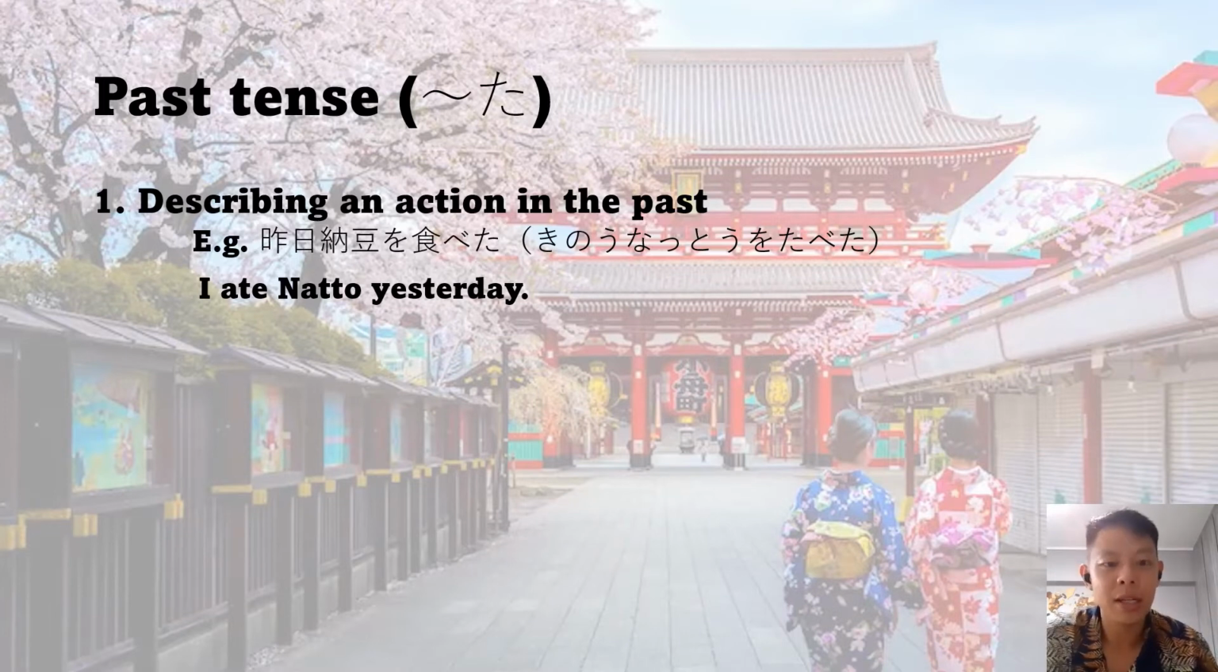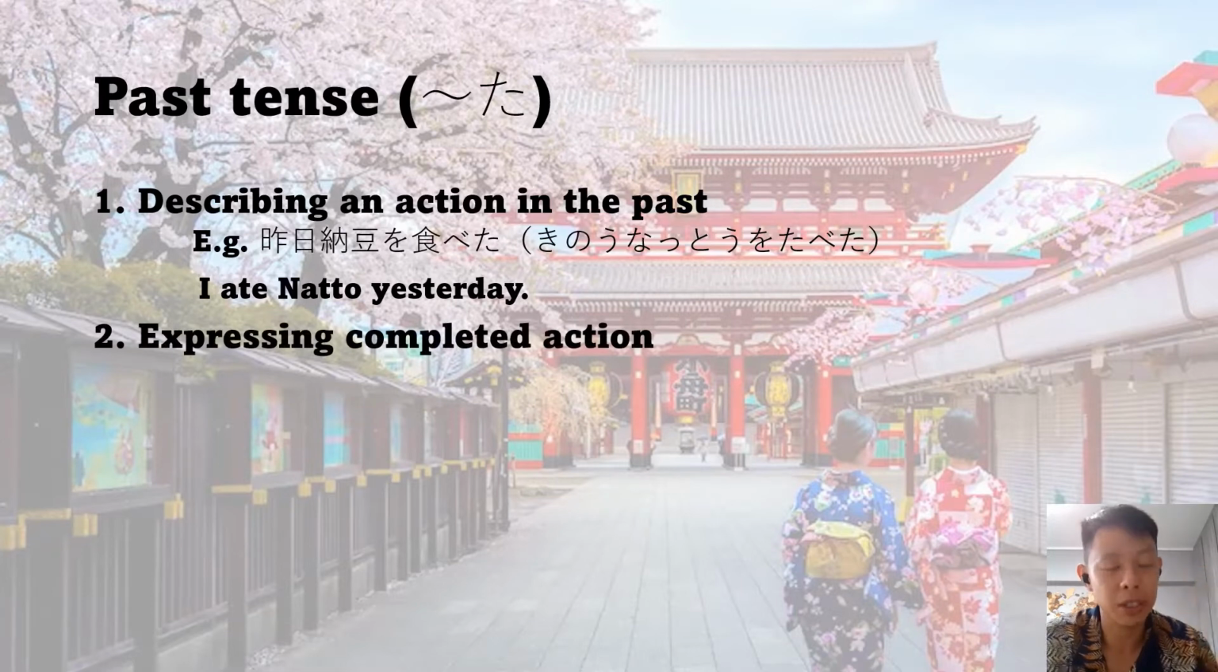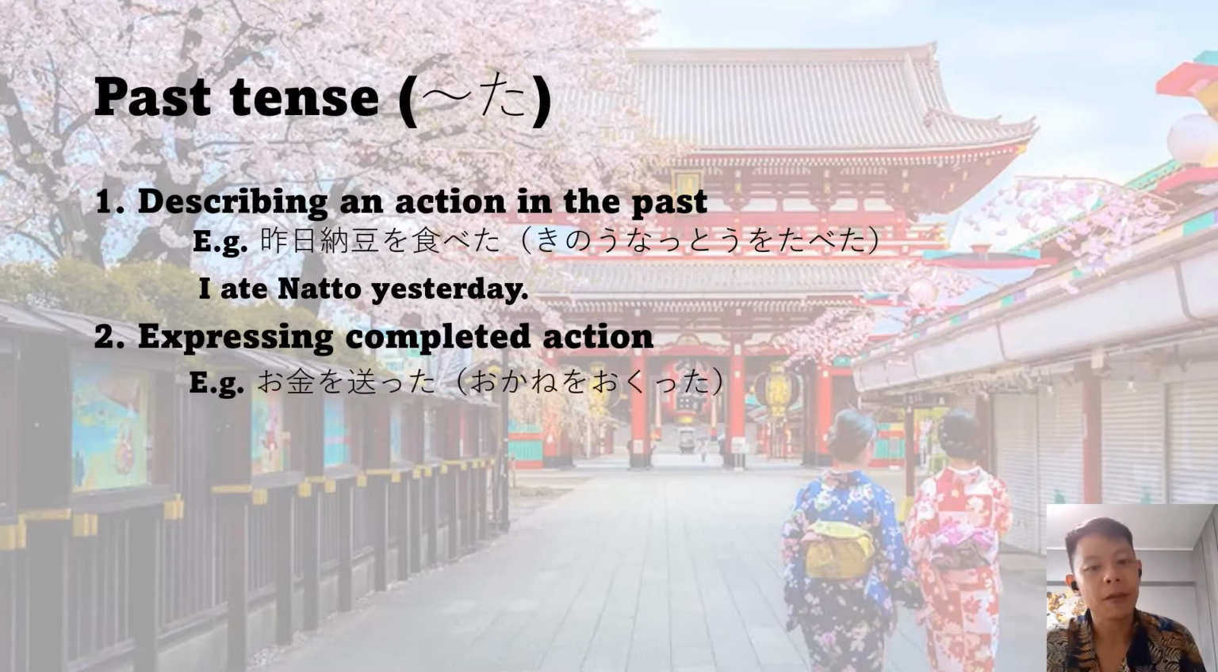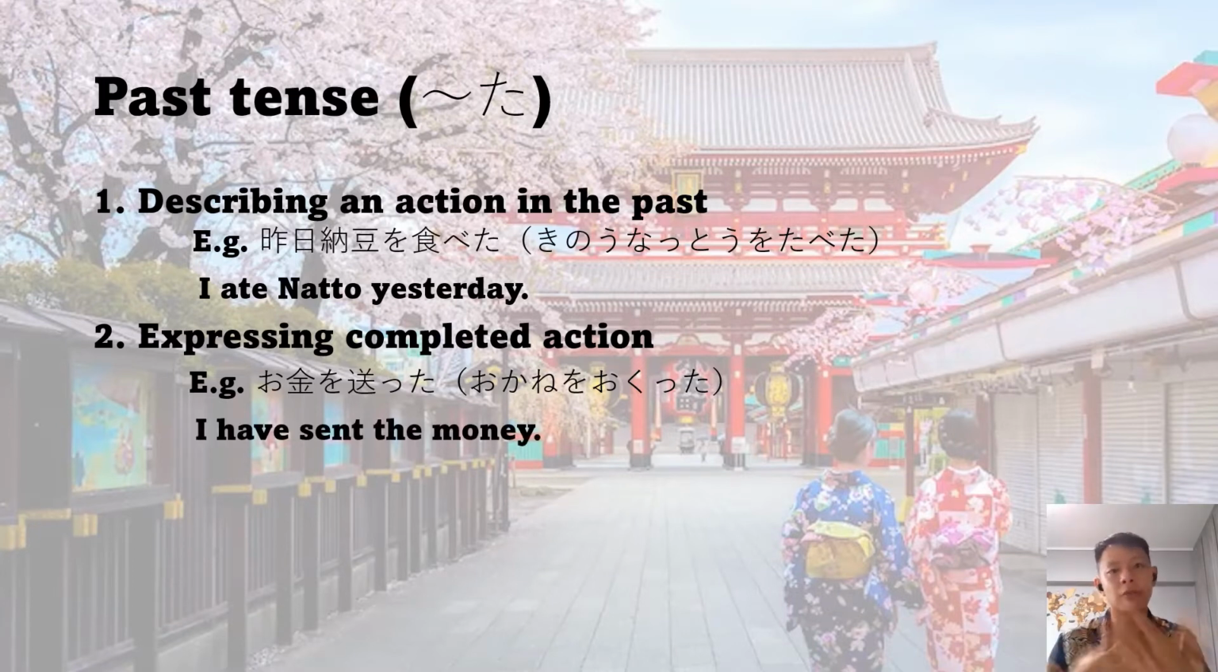That's the past tense. So the second way to use the past tense is when you're expressing a completed action, something that has been completed but is still relevant to the conversation that we're having right now. So that is like the perfect tense in English. I have done something. I've eaten something. So an example of this sentence is お金を送った. That means I have sent the money. It's a completed action, but it's still relevant to the conversation that I'm having with you. I've sent you the money. Can you check your account? お金を送ったから確認してくれる? In Japanese, there is no differentiation between the past tense and the perfect tense. It's all lumped together in this past tense.